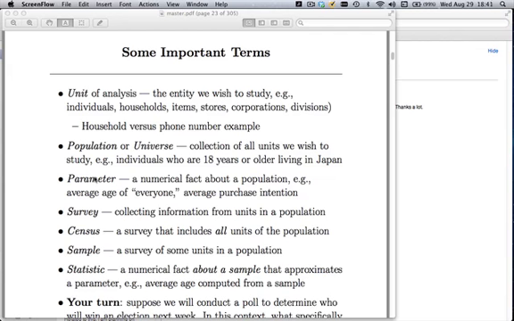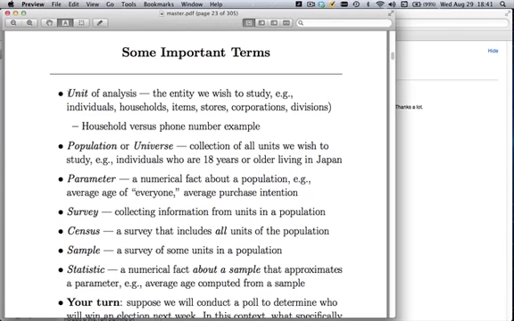We're studying a certain set of units. The unit is a generic term for the entity that we're studying. Let me make this a little bit more concrete. If I were doing a public opinion poll, what I would be studying would be the opinions of individuals. So my unit of analysis would then be an individual.